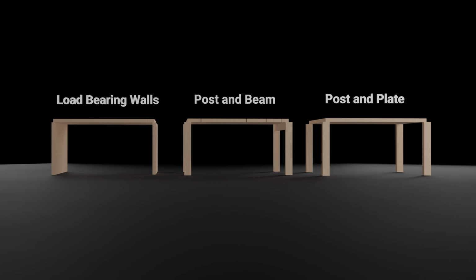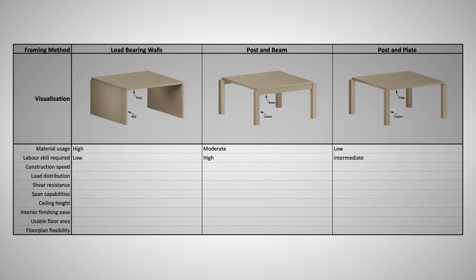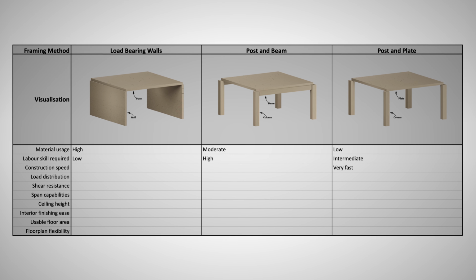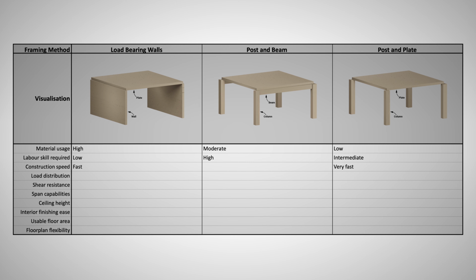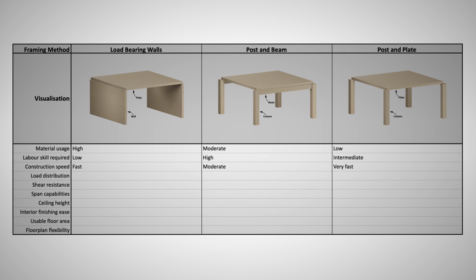All mass timber framing methods benefit from the use of prefabricated components, making them generally fast to construct. Among these, the post and plate method is the quickest, followed by the load-bearing wall method. The post and beam approach is the slowest because it involves more construction steps.